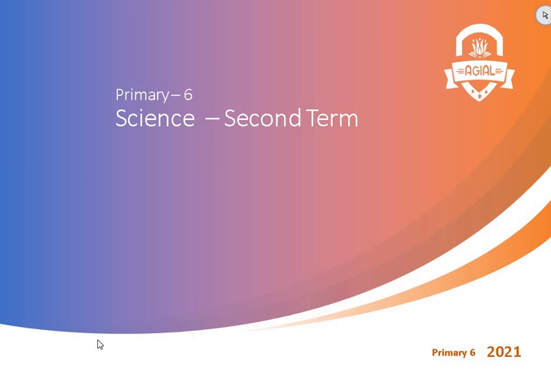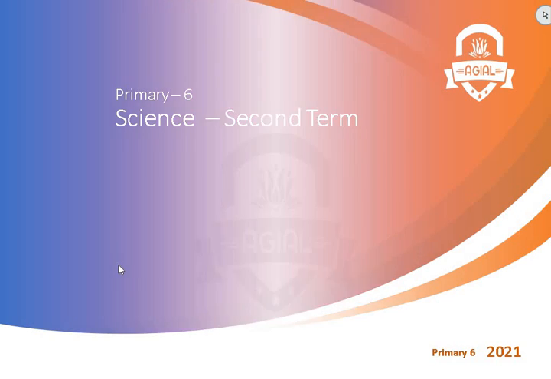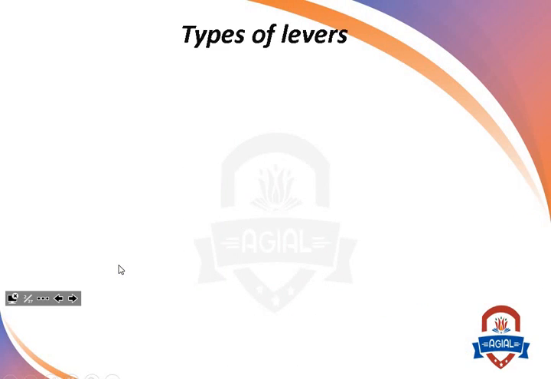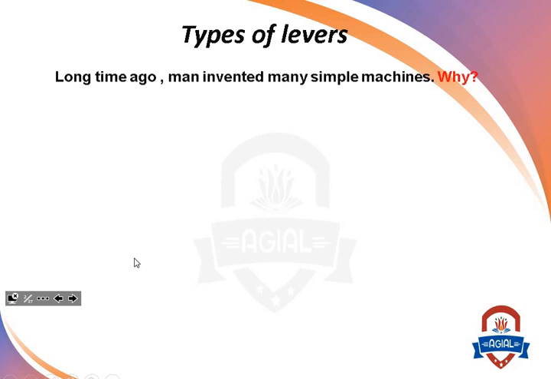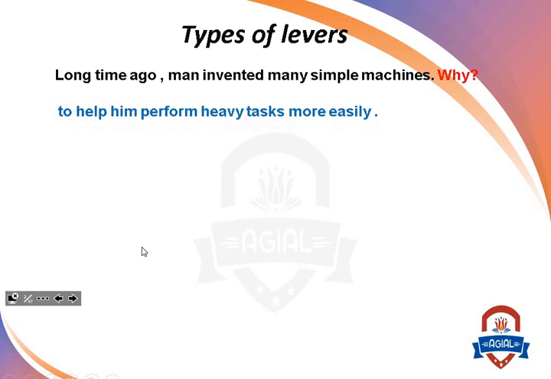Okay. Today, we are going to talk about Unit 1, Lesson 1. Our lesson is called Types of Levers. From a long time ago, man invented many simple machines. Why? To help him perform heavy tasks more easily.